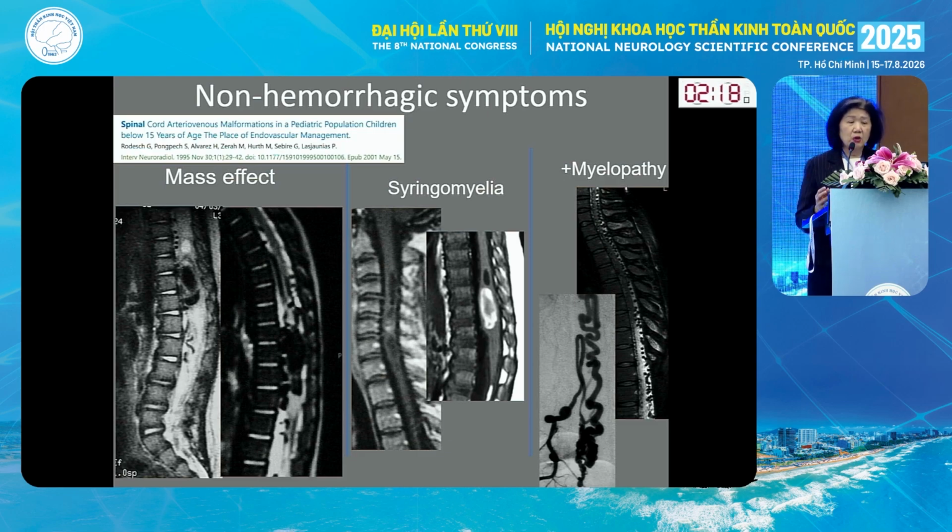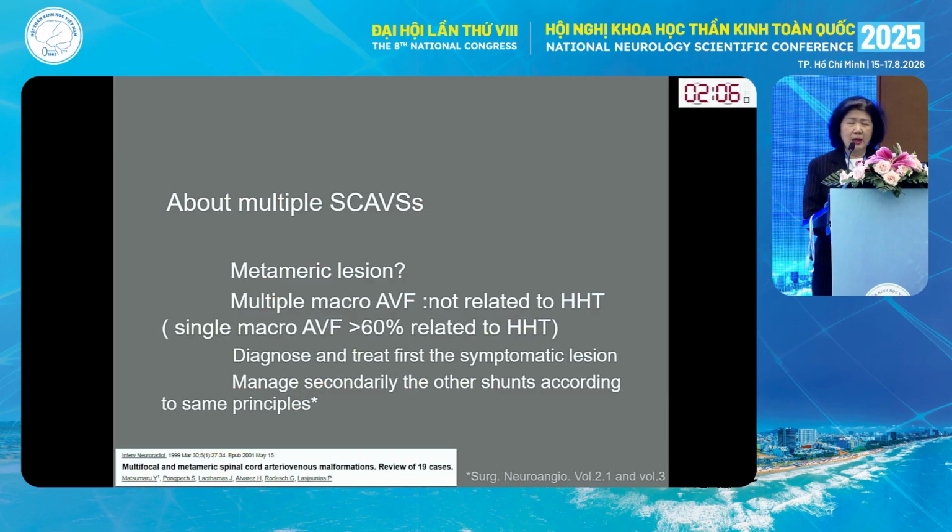Not only hemorrhage in the spinal cord, but you can have the mass effect. Don't forget that you can have syringomyelia related to the spinal cord AVM, and for sure myelopathy. Multiple AV shunts can be a metameric lesion. What we call a metameric lesion is the same embryologic segmental arrangement of the vascular malformation.